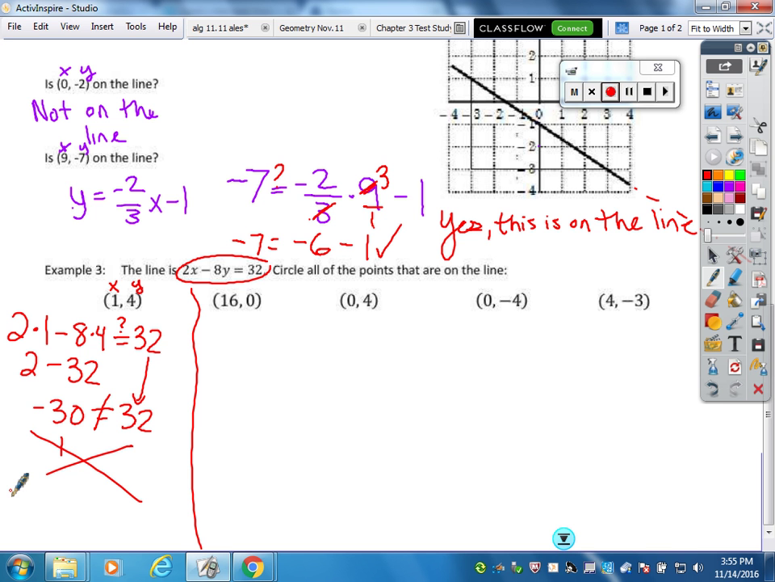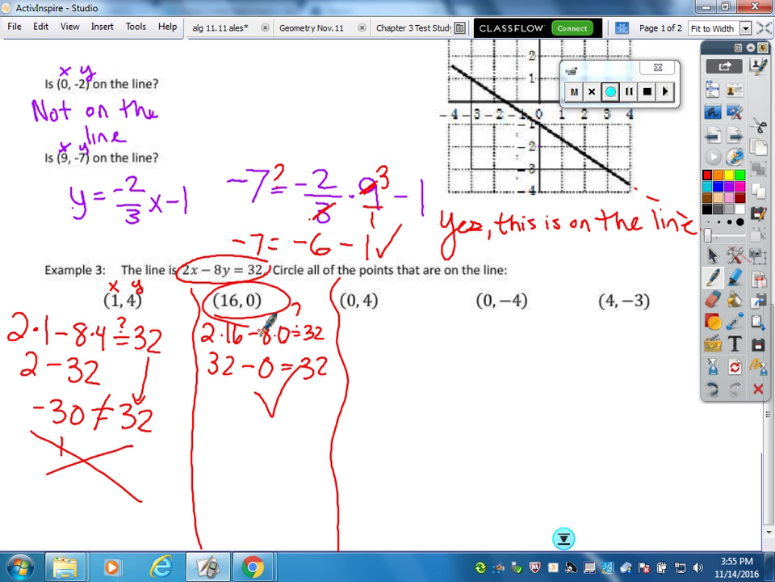All right, for this next one, we're going to plug in 16 and 0. So my x is 16, so 2 times 16 minus 8 times 0 is equal to 32. So I've got 2 times 16, which is 32. I've got 8 times 0, which is 0. And is that equal to 32, like we said it should be? And yep, that is equal to 32. So this is a point, circle it.